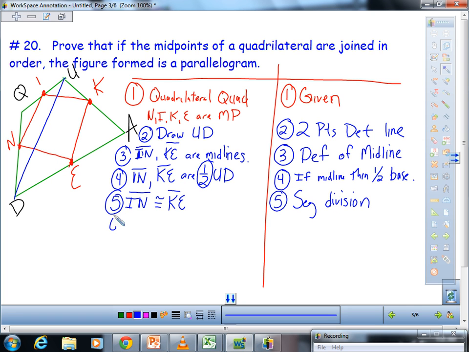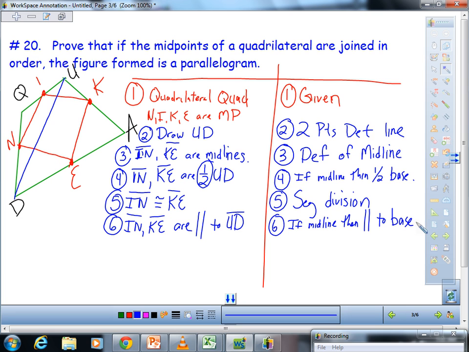Okay? Now Nitin is right. We will say that IN and KE are what? Parallel. We can't say they're parallel to each other yet, but what can we say? They're parallel to UD. And again, we've never said this before in a proof, so we kind of figure out how to say it. If it's a midline, then parallel to the base. Okay?